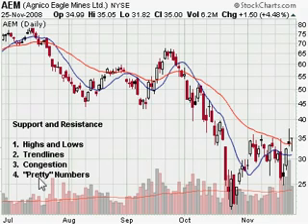The last thing is not really too well known, but it's what I call pretty numbers. And what this means is just stocks that have nice even round numbers. For example, right here, this stock rallied up to this area, and it's right at $60. Well, $60 is a nice pretty number.